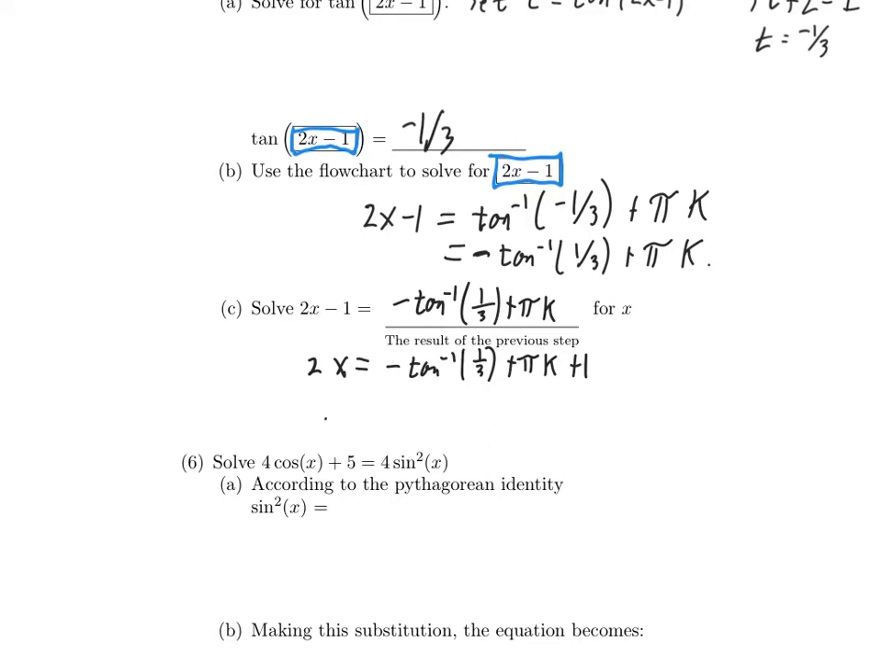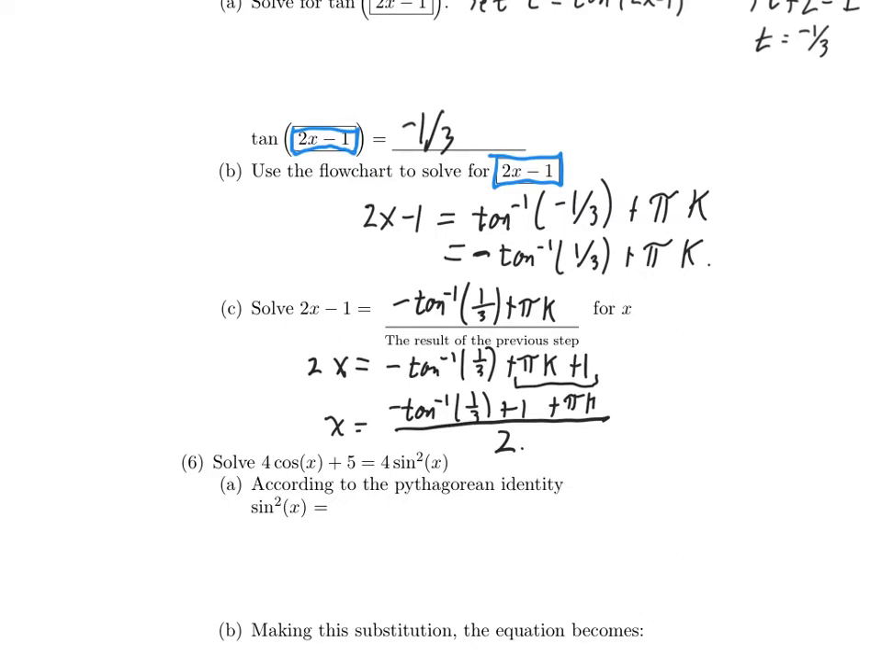Next we'll divide by 2. x is equal to negative tangent inverse of 1/3. Maybe I'll interchange the order of these two so the thing with the k in it is the last thing. Plus 1 plus pi k all over 2. So you can still solve trig functions where there's something complicated going on inside and outside of the parentheses.